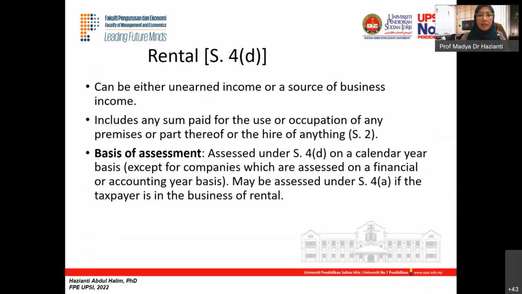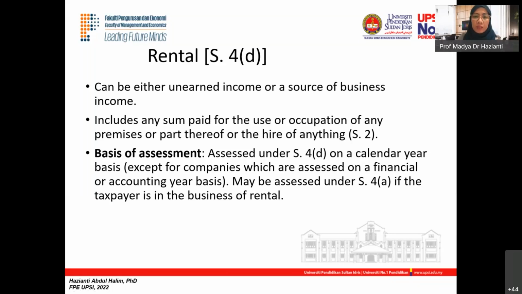Alright, rental. Okay, for rental ni a bit special sebab dia dalam section 4D together with royalties. So what we have for rentals, it can be any amount received from unearned income or source of business income, and it is assessed under section 4D on a calendar year basis. Calendar year basis means whatever you receive from January until December, so that is considered as a calendar year basis. Dia bukan accounting year. Not like business lah. Business dia ada accounting year end sendiri kan, which is quite different.